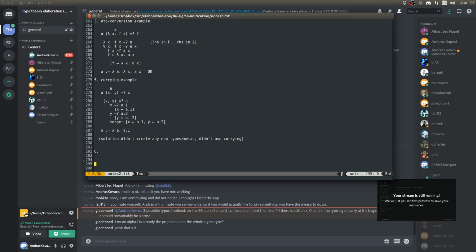Okay, and now do a kind of another currying example, but now for handling projections.